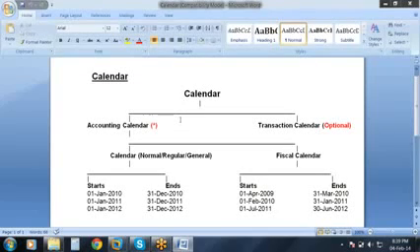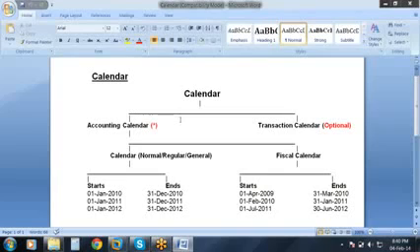What do you mean by calendar? Calendar is that one which is going to start on 1st January and end on 31st December of any year. That is called calendar. How about fiscal calendar? Any calendar which is not going to start on 1st January, any calendar which is going to start somewhere in the middle of the year, that is called fiscal calendar.